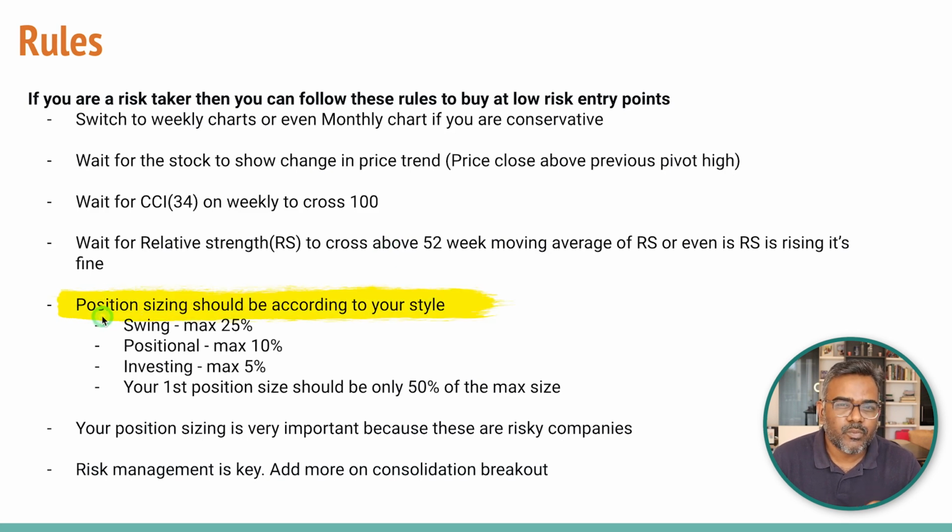Next is your position sizing, which is the most important rule for trading bad companies or penny stocks. Swing trading, maximum you should not go above 25%. Position trading, keep it maximum 10%, and investing, don't go beyond max 5%. Right? And usually, you can take multiple positions in the stock, but your first position should be only 50% of this max position size. So for example, if you want to enter a stock today, and if you're doing it for investing, do not invest more than 2.5%. Now that's a pretty basic rule.